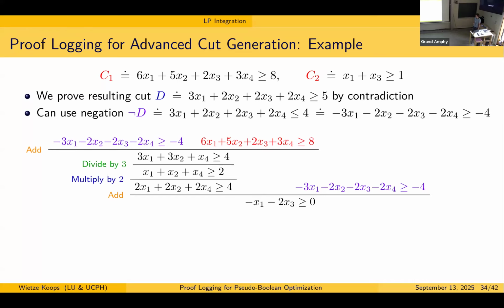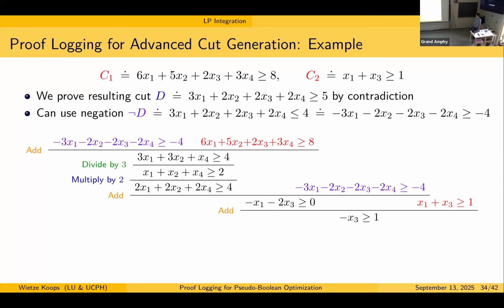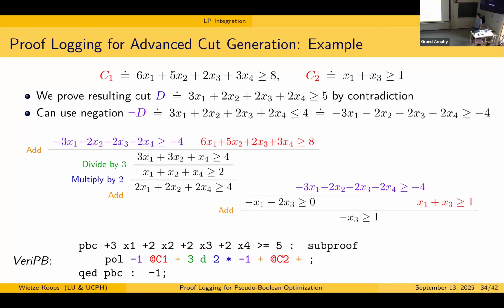Then I'm going to add the negation again. And then I'm going to add the constraint C2. And now I have minus x3 is at least 1. Very quickly you can figure out this is a contradicting constraint. If you really want to derive 0 is at least 1, I could add a literal axiom saying that x3 is at least 0, but actually it's not necessary for VeriPB to figure out this is a contradiction.